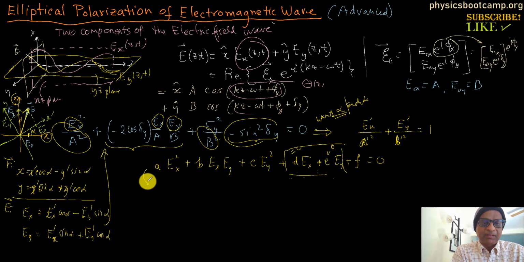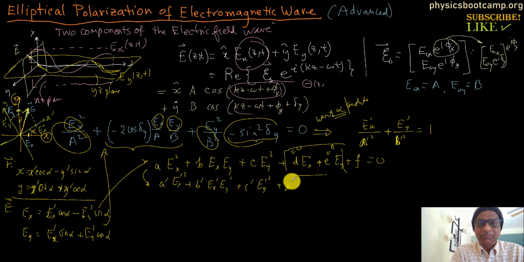So when you rotate, if you plug this in here, you're going to create a prime Ex prime square plus b prime Ex prime Ey prime plus c prime Ey prime square plus d prime Ex prime plus e prime Ey prime plus f prime. F prime will be the same. None of them is inhomogeneous, so nothing is going to get created. So after you express that, we want the cross term to be 0.